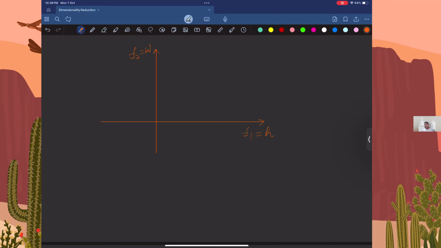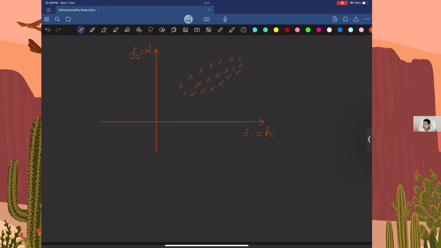Fine. Now let's suppose these are a few data points I'm taking. This cross represents my data points. If any one of you has trouble understanding, you can simply unmute yourself and ask questions wherever you feel trouble. Is this fine?